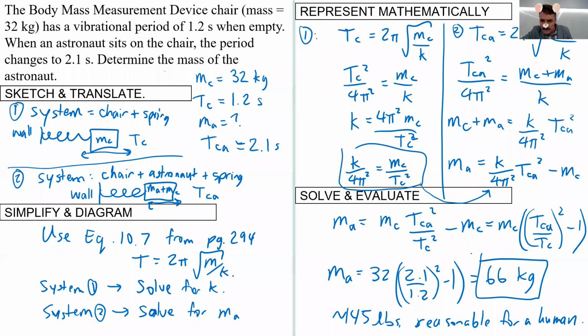Yeah, there's a lot of different ways of doing this. You can use ratios instead of solving for K. I like to solve them for K.